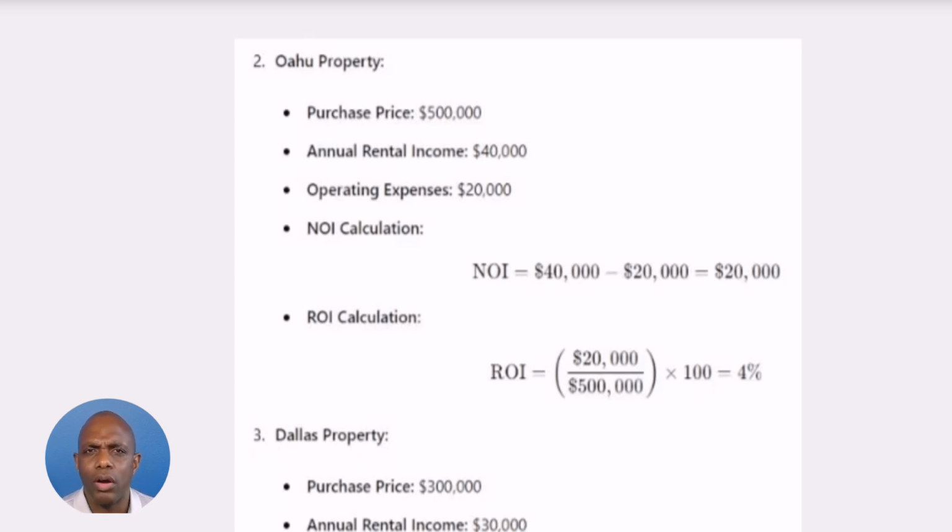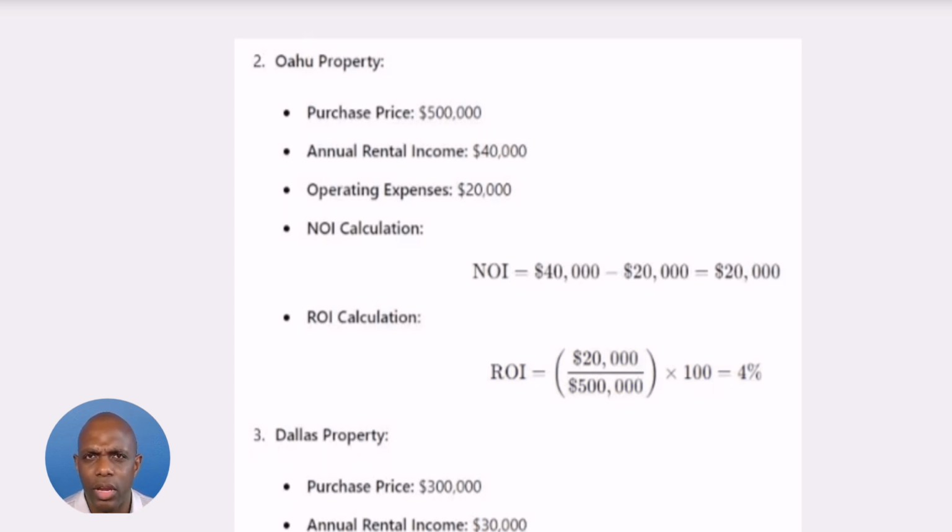Consider a property in Oahu purchased for $500K with an estimated annual rental income of $40K, with operating expenses, including property management fees, maintenance, taxes, and insurance, totaling about $20K. The NOI is $20,000, and the ROI is 4%. This might seem modest, but if your property appreciates by 5% annually, the long-term ROI improves significantly.